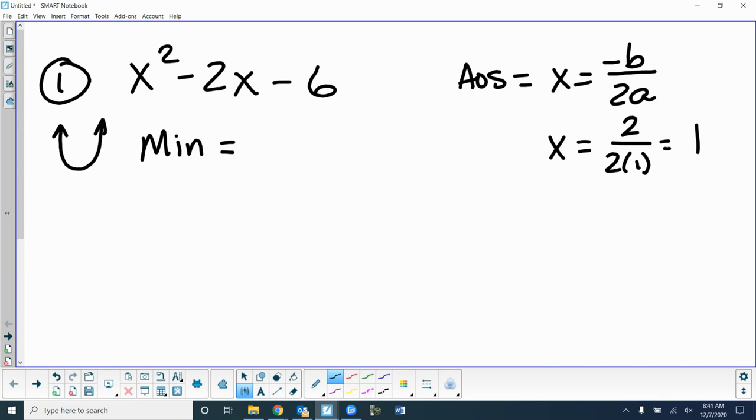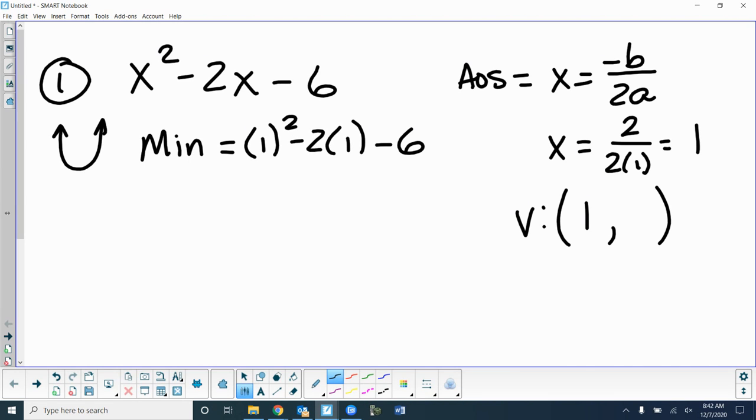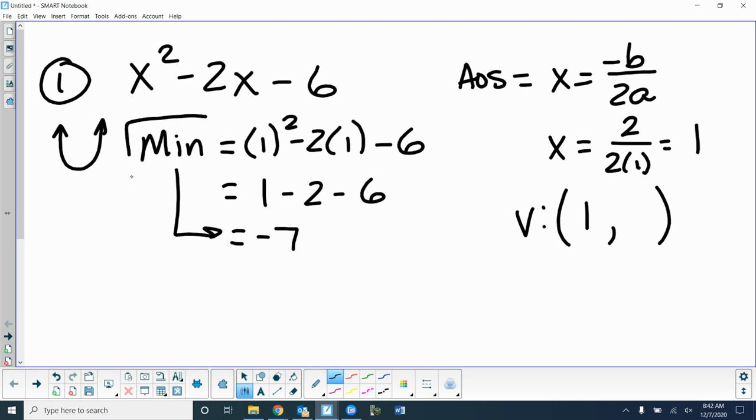1. Okay? So to find the vertex, I got the x value of the vertex now because it lies on the axis of symmetry, right? So I substitute 1 in for x to find that minimum value. It's not the whole vertex, it's just the y value of the vertex. Okay, so 1 squared is 1, negative 2 times 1 is negative 2, minus 6, that's negative 7. So that's my minimum value.